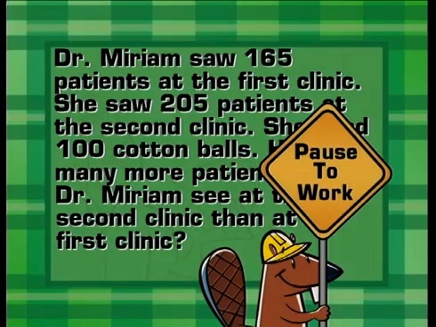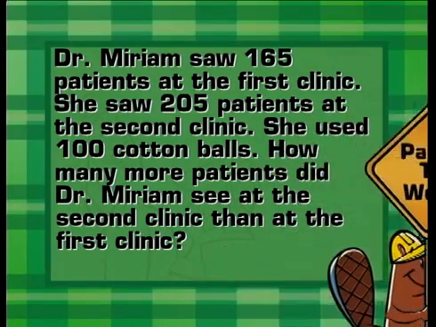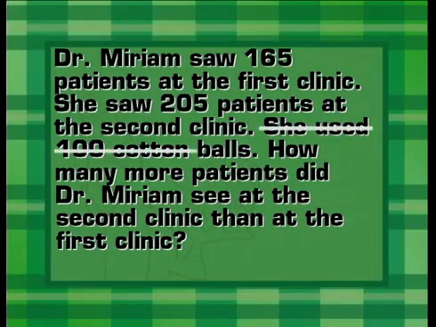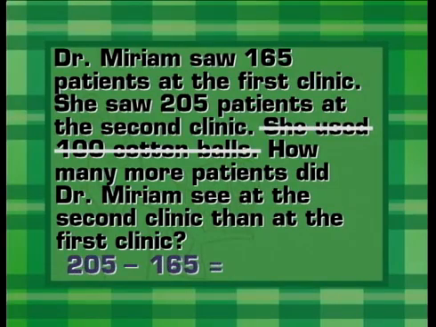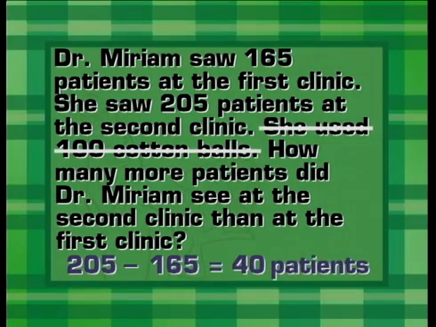Hey, was there any extra information in there? Yes, there was. You didn't need to know about the cotton balls, did you? Okay, what's your equation? 205 minus 165 equals 40 patients. Did you solve it? Did you label? Did you check it? Did you use your calculator and make an addition problem to check it?